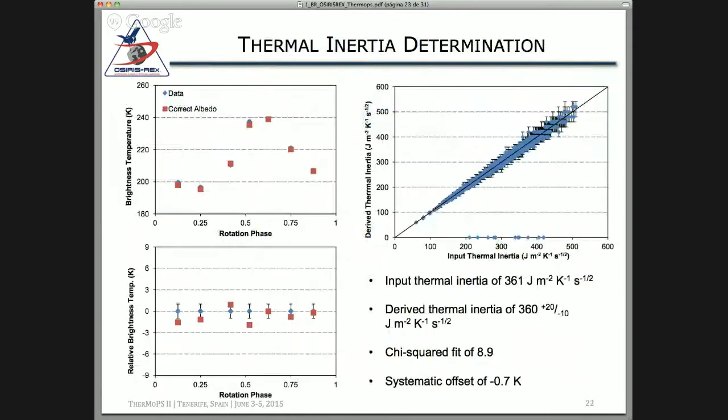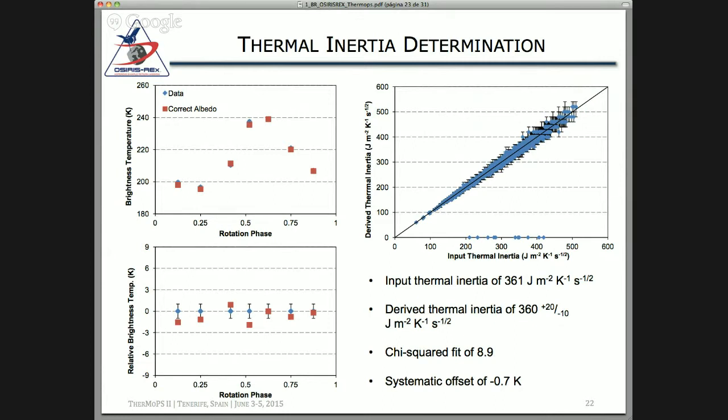So this shows how we fit the data. You can see we've got the data and the fit, and this is for one randomly chosen facet. This randomly chosen facet has a thermal inertia of 361. And we can see we've partially mapped out the diurnal temperature curve. And when we fit the model to the fake data, we derive a thermal inertia of 360 plus 20 minus 10 SI units. So we get good agreement between the model and the input thermal inertia, which is good.